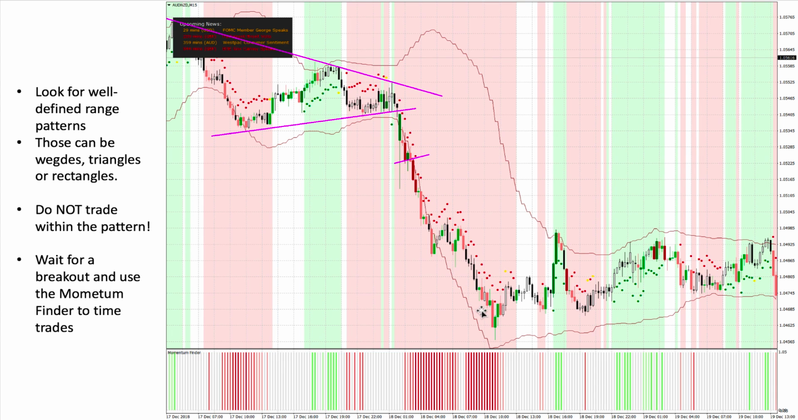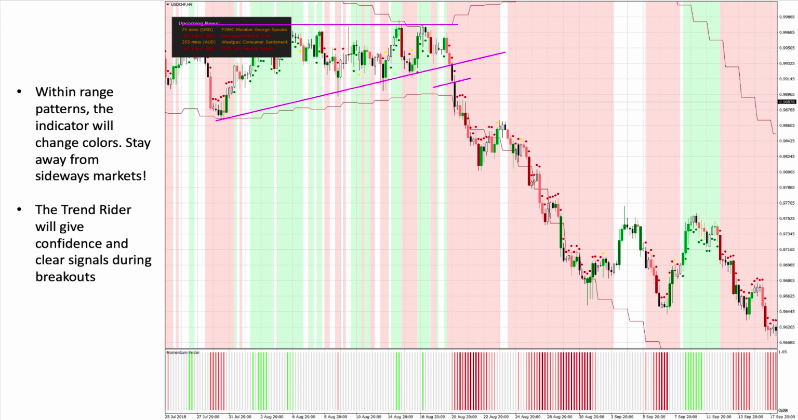So you can see we move along, and then here is where everything changes. The background color, the dots go away, and the momentum finder turns gray again. Here as well, a very well-defined range. And if you want to use the trend rider, I recommend you look only for very well-defined ranges. Look for very well-defined patterns. Those are the best ones when the channel comes very close together. And don't enter a trade while the price is still in a channel.